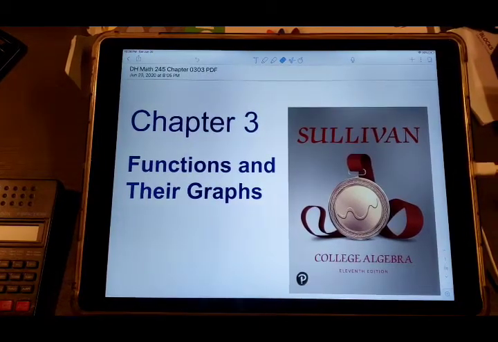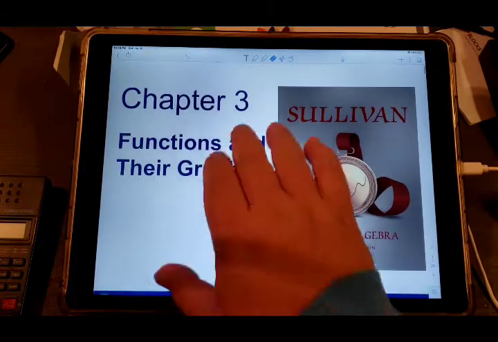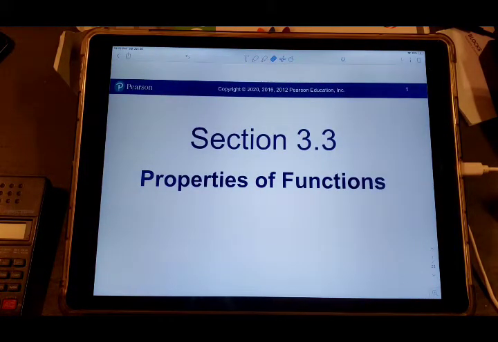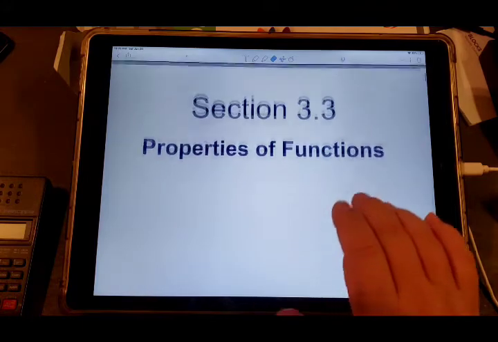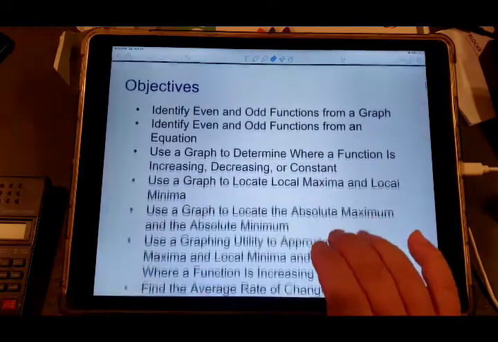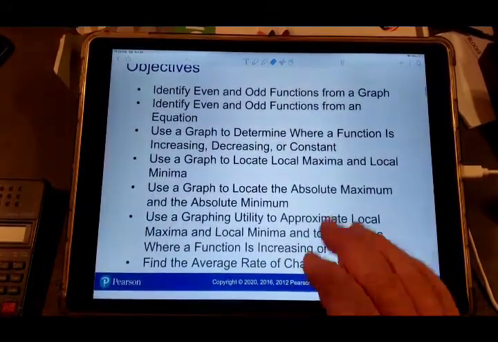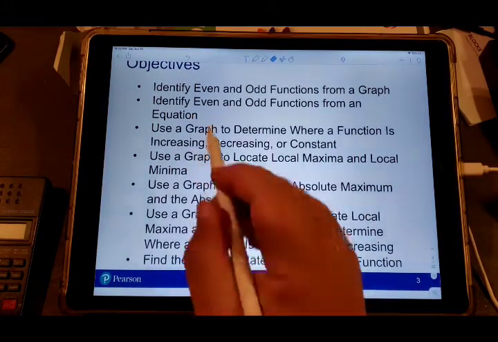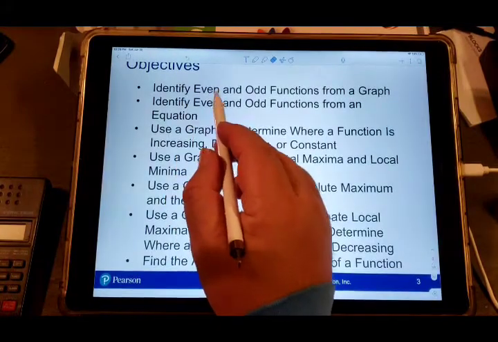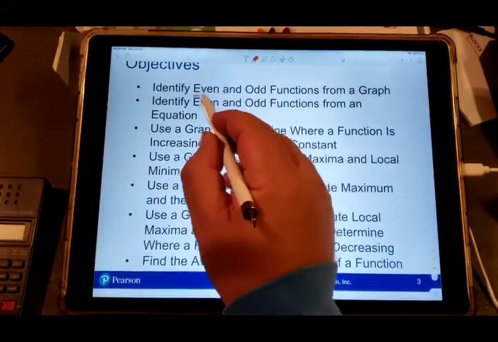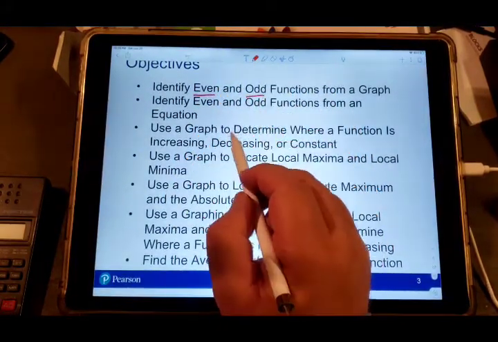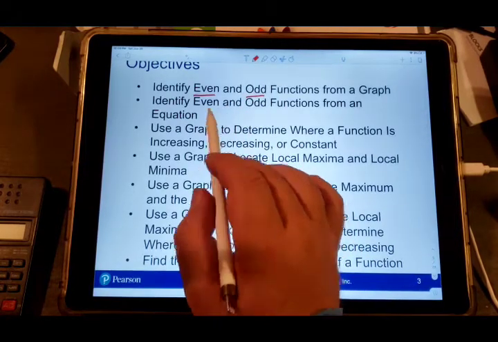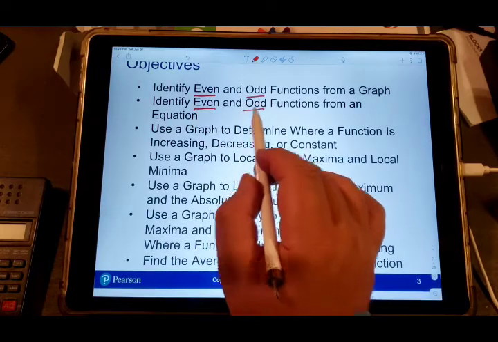All right, we're continuing with our series in Chapter 3. This time, Section 3.3, Properties of Functions. So the properties that we just want to call out of a function are: is the function even? Is it odd? Or is it neither? Now, even and odd isn't the same thing as numbers being even or odd.